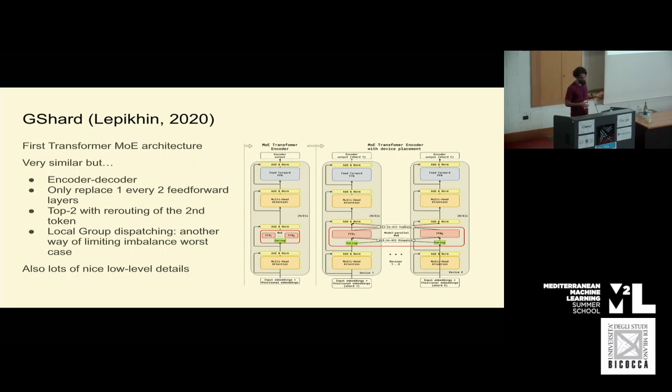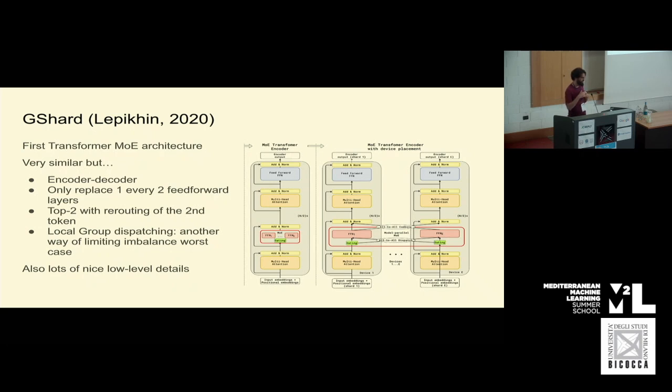I've been talking about Mixtral, but I'd also like to mention GShard, which is the first MOE architecture applied to transformers. I'm mentioning it partly because it's very similar to what I just described, but it has a few differences. First, I've been talking about decoder-only MOEs, but this one, in fact, is an encoder-decoder. And they do a few things differently. For example, instead of replacing every feedforward layer, they replace every 2 feedforward layers.